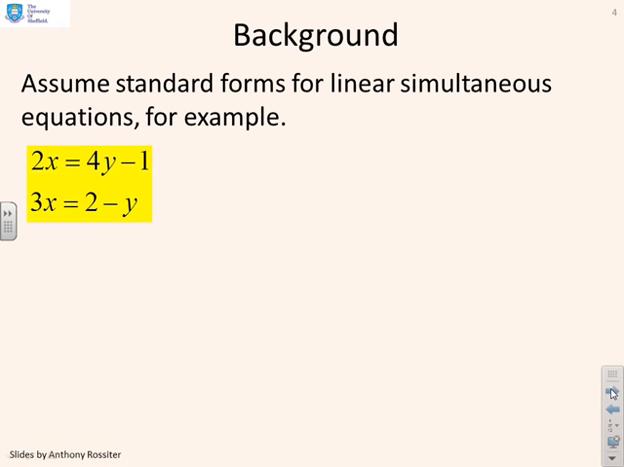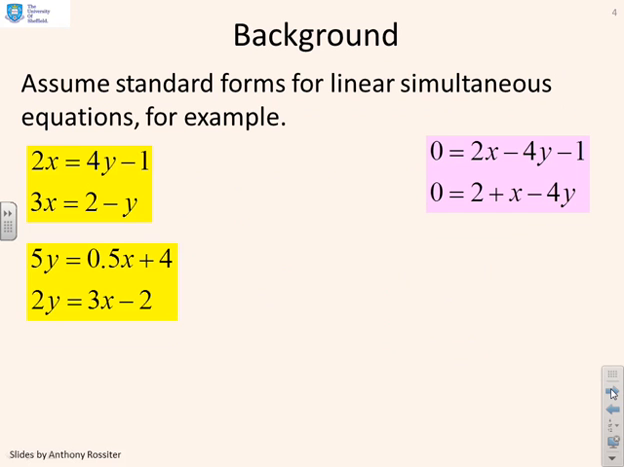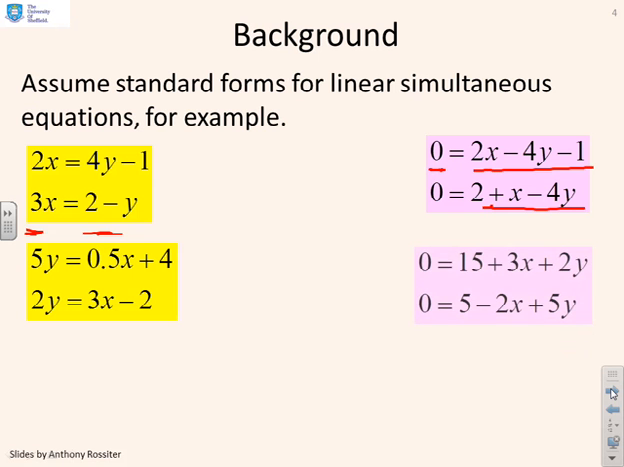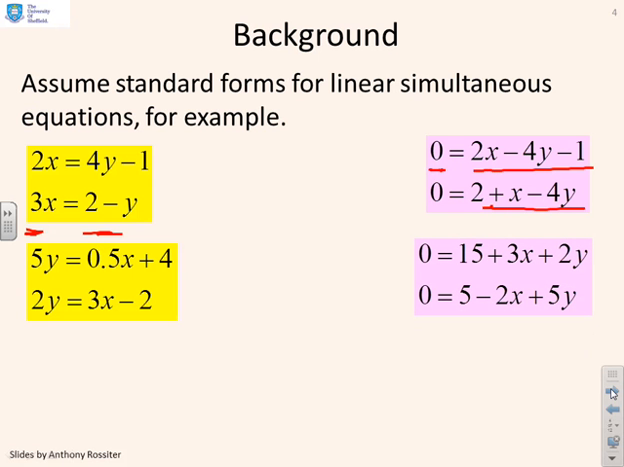So here's the sort of examples we're going to look at. Numbers of simultaneous equations. So you see 2x equals 4y minus 1, 3x equals 2 minus y. Or 5y equals 0.5x plus 4, 2y equals 3x minus 2. Another one here. And you'll see we've put this one in a slightly different format. Whereas in the yellow boxes we've got something equals something, in this pink box we've got 0 equals something, and we've got both the variables on the same side of the equation. And again here, you'll see we've got both variables on the same side of the equation.